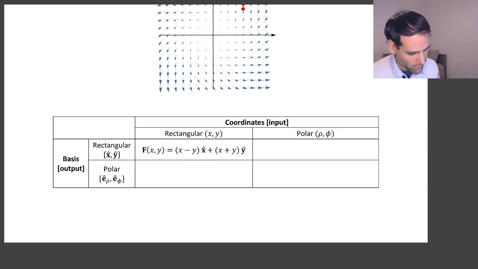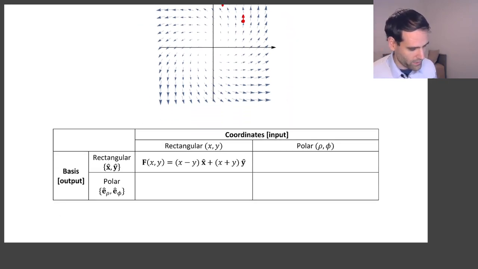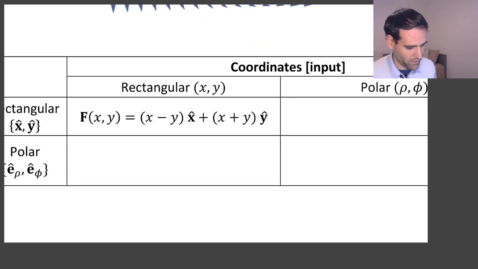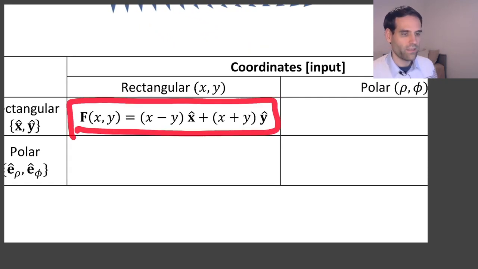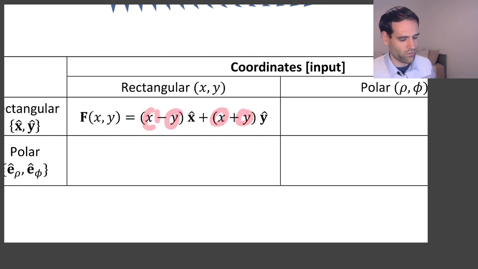Now for this particular field that I plotted here, it corresponds to this mathematical expression here. And this mathematical expression is written in which coordinates? Well, do you see x y or do you see rho phi? You see x y. When you are trying to decide what coordinates this is written in, you are not looking at the vectors. We are looking at the scalars. So these are clearly rectangular coordinates.